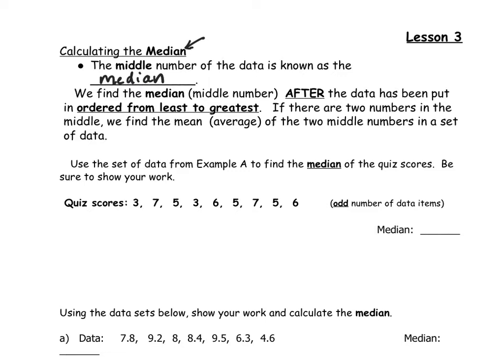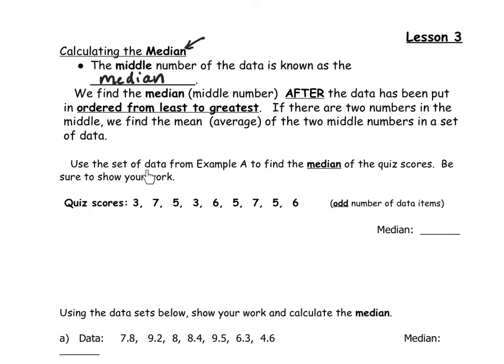It's the middle number. We find the median, the middle number, after the data set has been put in order from least to greatest. If there are two numbers in the middle, we find the mean, which is the average of the two middle numbers in a set of data. So we're going to start off with an odd number of items in our data set, because it's easiest to find the middle. If there's an odd number, there's going to be exactly one middle number. And if there are two numbers, an even set, we're going to have to find the average of those two numbers. So we'll get to that after we work with example A.